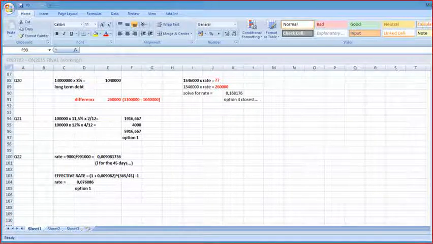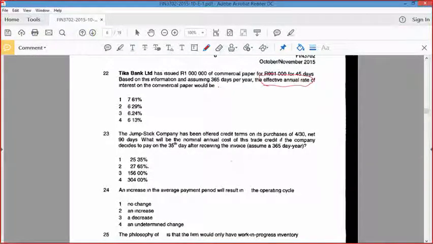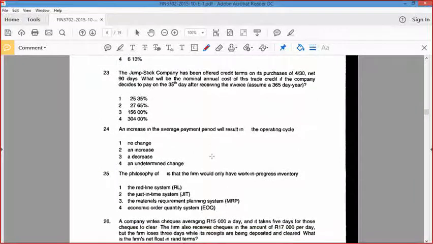Yes. Okay. Alright, 23 is asking you about focus. What's the focus here? Nominal annual cost of the credits. Okay, so if I'm looking at the current scenario, which is 4% discount within 30 days, net 90 days, the nominal annual cost of this trade credit, if they choose to pay on the 35th day after receiving the invoice. Make sense? Yes. Okay, so they're deciding to pay on the 35th day after receiving the invoice.